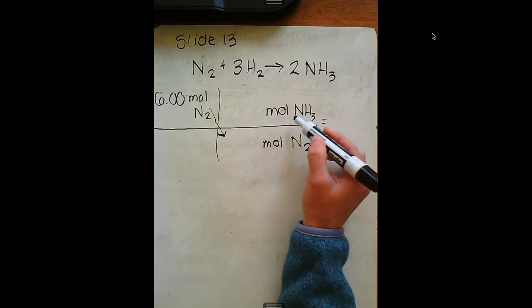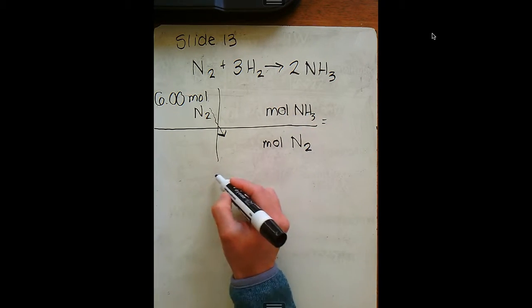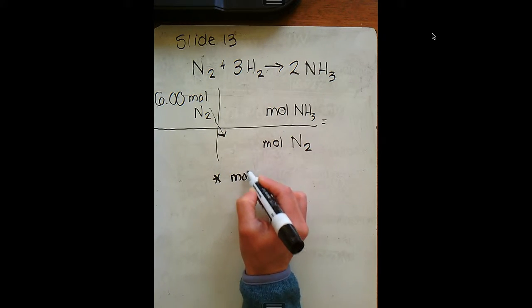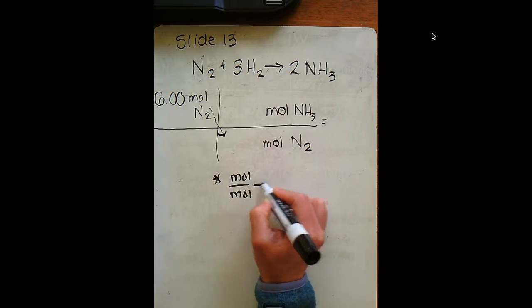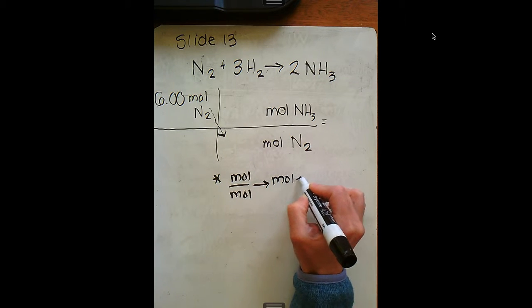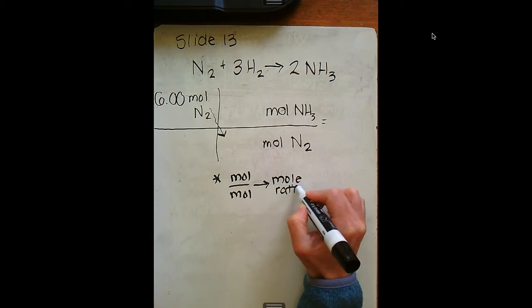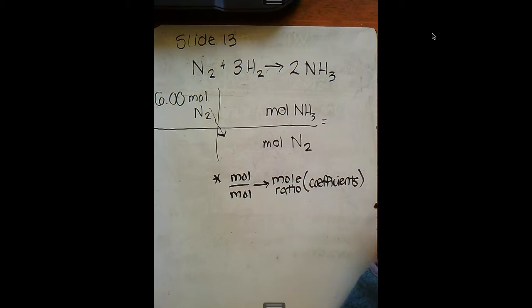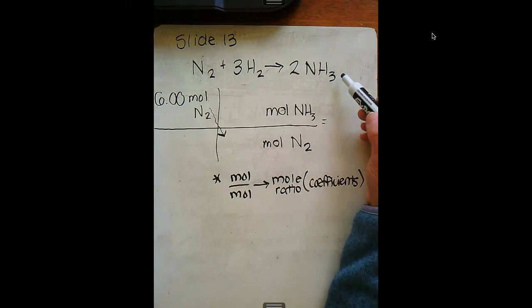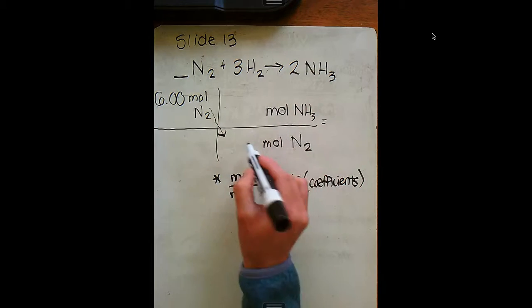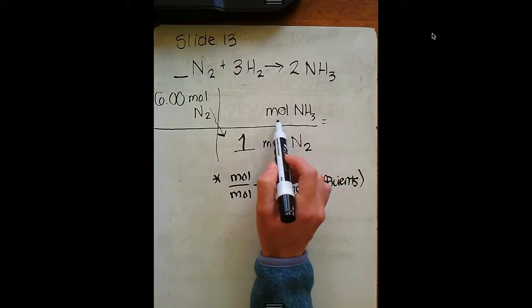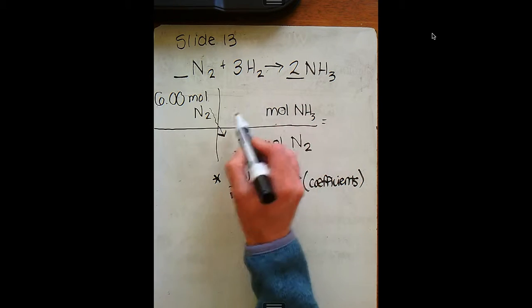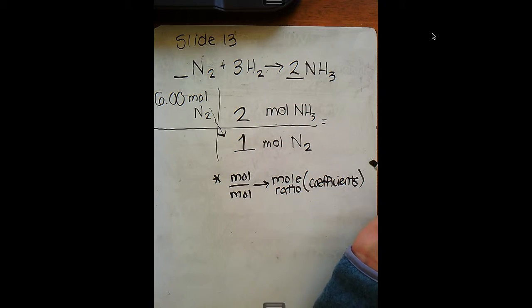Now, when you look at this, we've got mole over mole. Guys, when you see mole over mole, that is telling you that you need a mole ratio. And when you need a mole ratio, what are we looking at? You should be looking at the coefficients, which is exactly what we were doing previously in those video tutorials. So now look back up at your balanced equation. How many moles of N2 are in this equation? Well, we don't see a coefficient there, so we know that's a 1. How many moles of NH3 are present? 2.